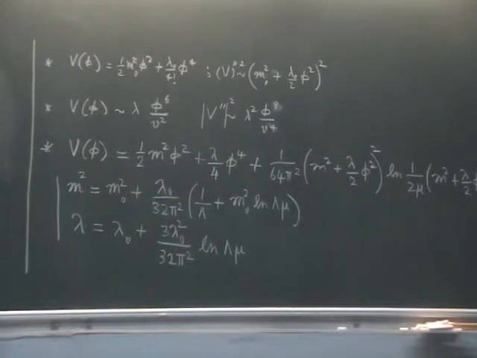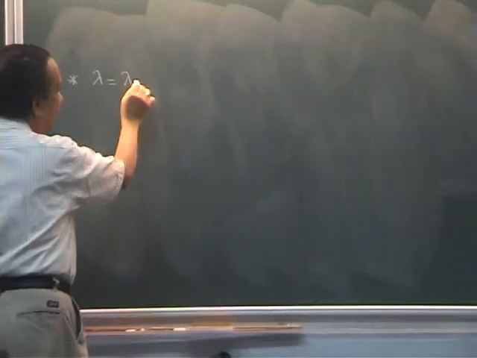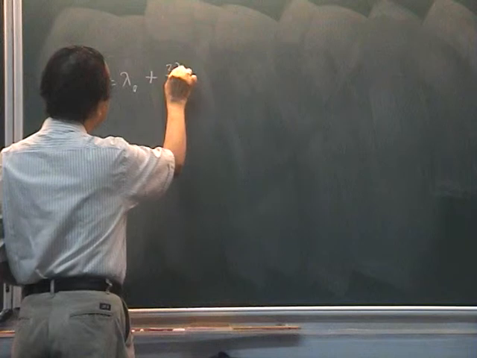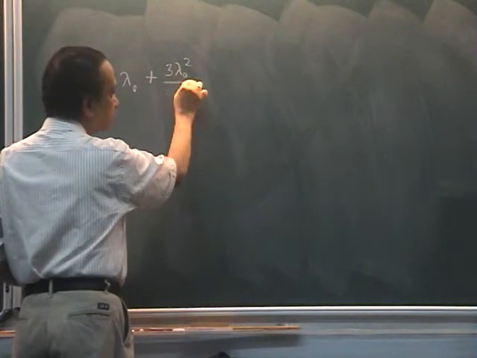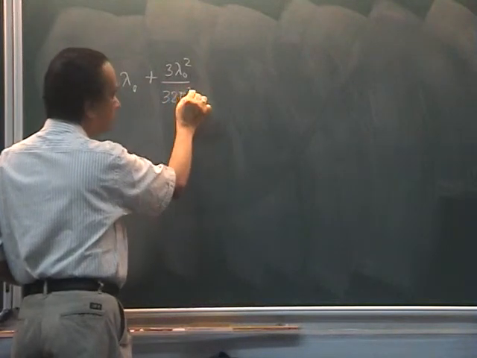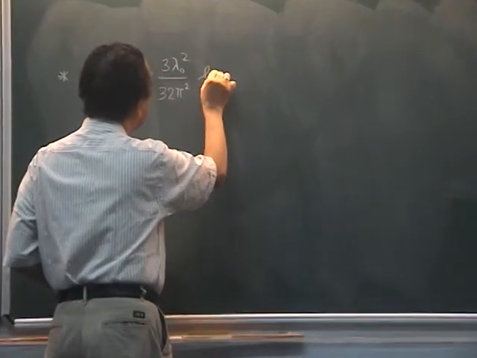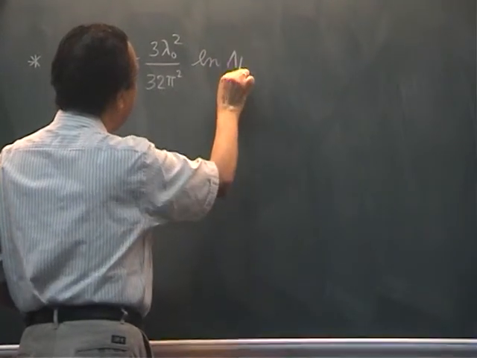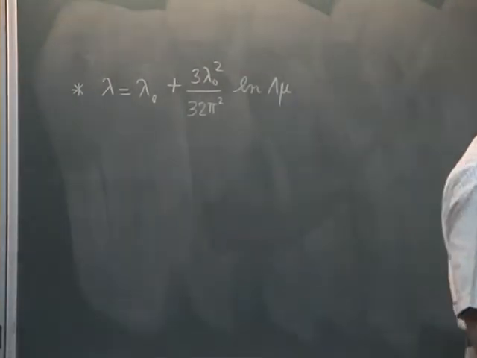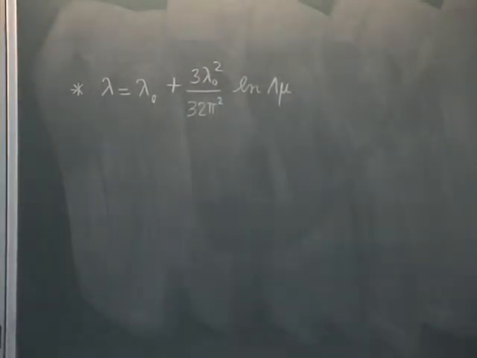Lambda equals lambda naught plus 3 lambda naught square upon 32 pi square log lambda. I should also make one more comment here. The point is that when you write these things down and you look at this finite quantity, it actually is m naught and lambda naught.